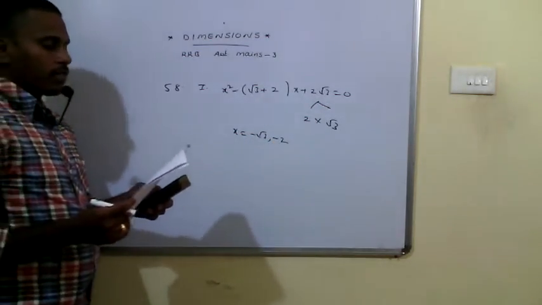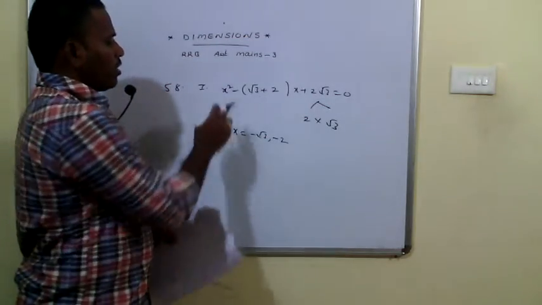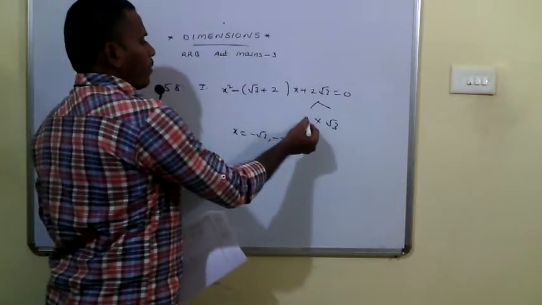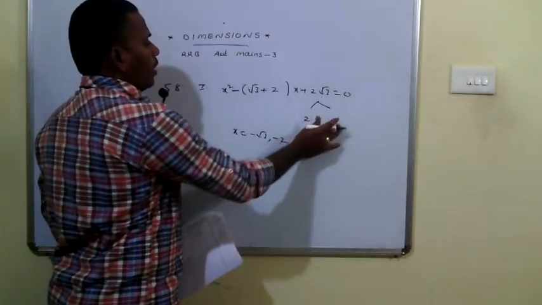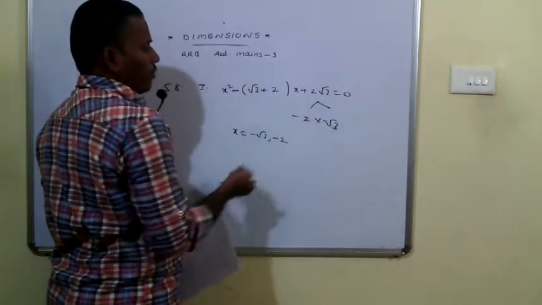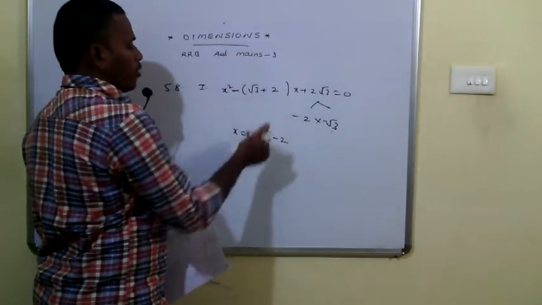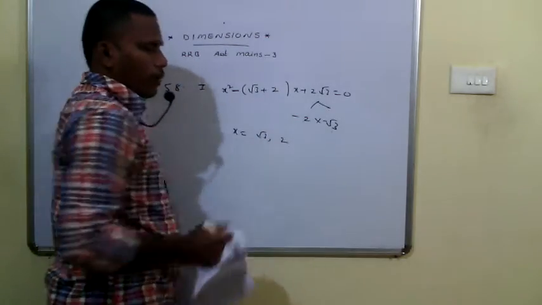See, this is minus there now. Since it is minus of root 3 plus 2, for the sum of these two values, you just take minus 2 and minus root 3. Minus 2 into minus root 3 is 2 root 3, and the sum is minus of root 3 plus 2. So the values of x are root 3 comma 2.